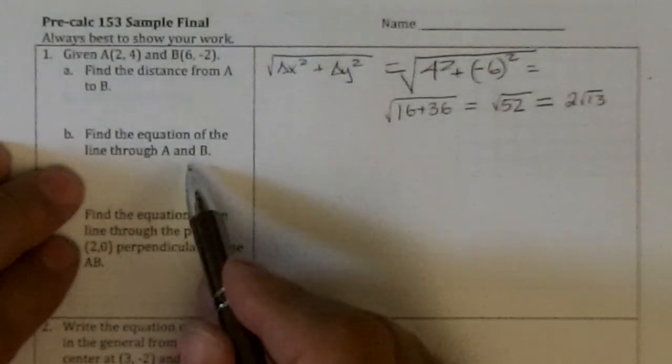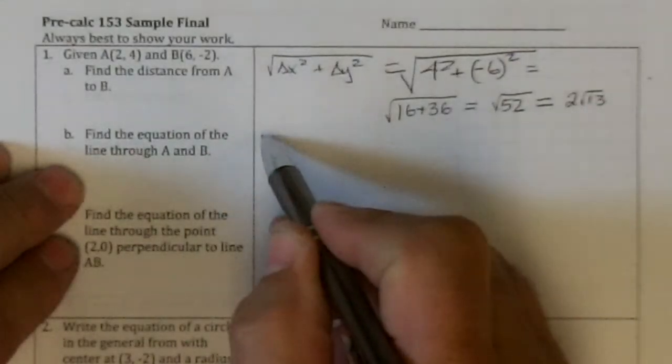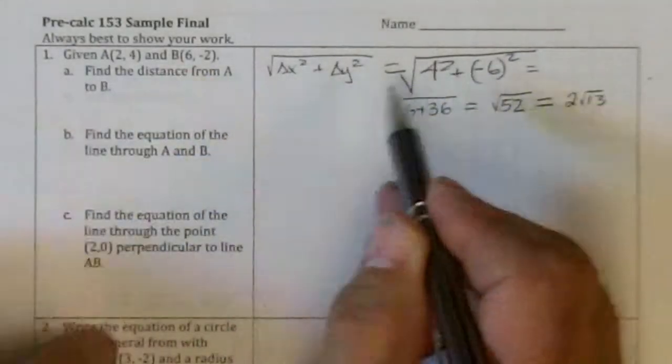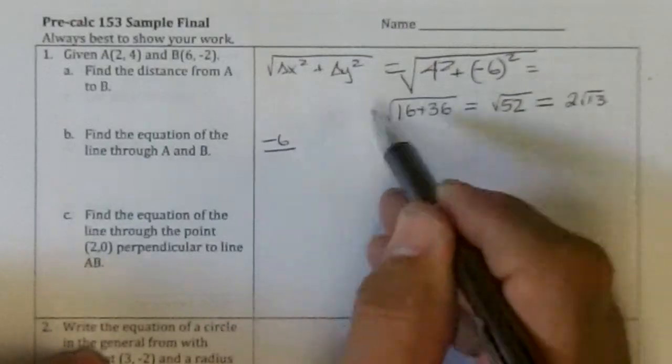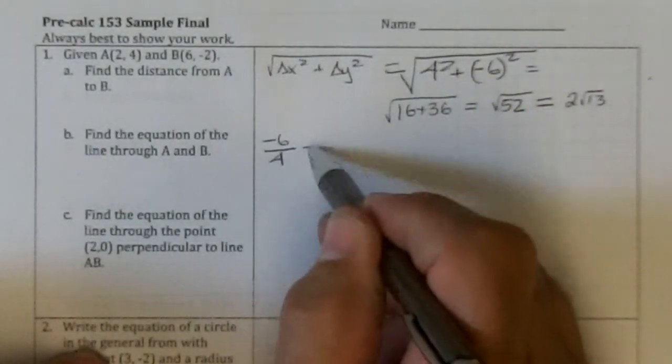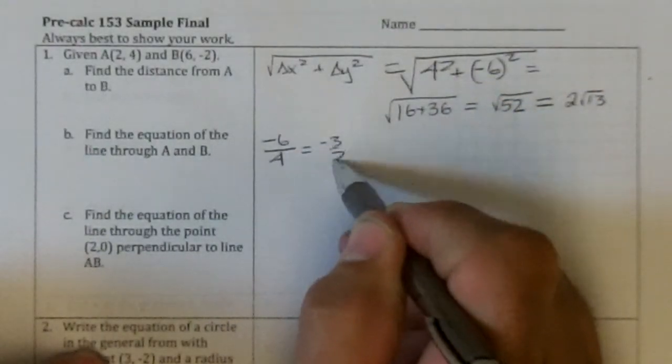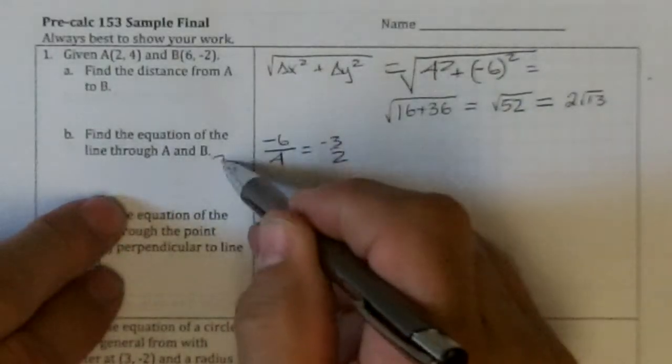Find the equation of the line through them. So we need the slope. Change in y was negative 6 over the change in x, which was 4, is negative 3 halves. So that's the slope.